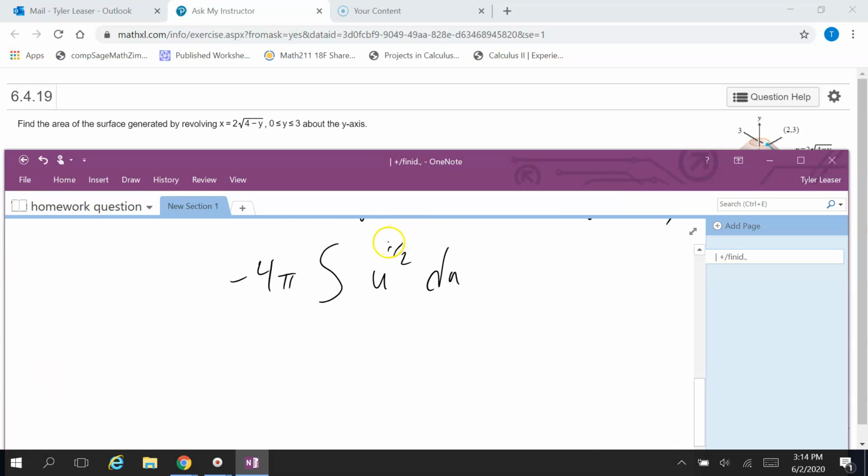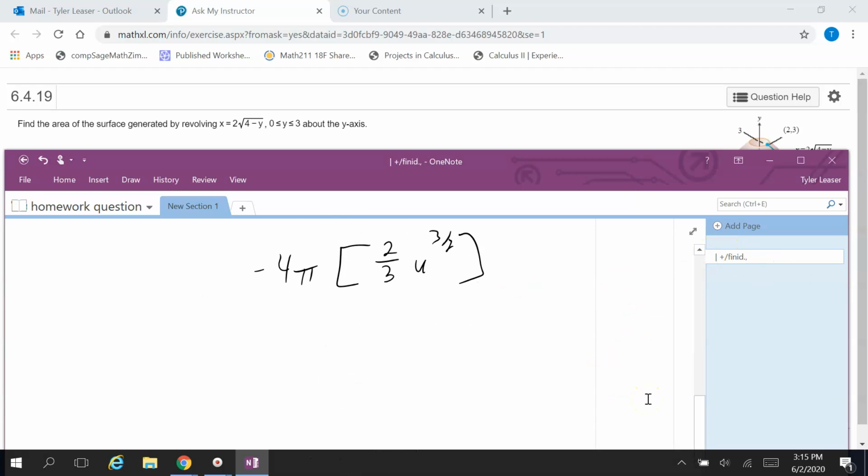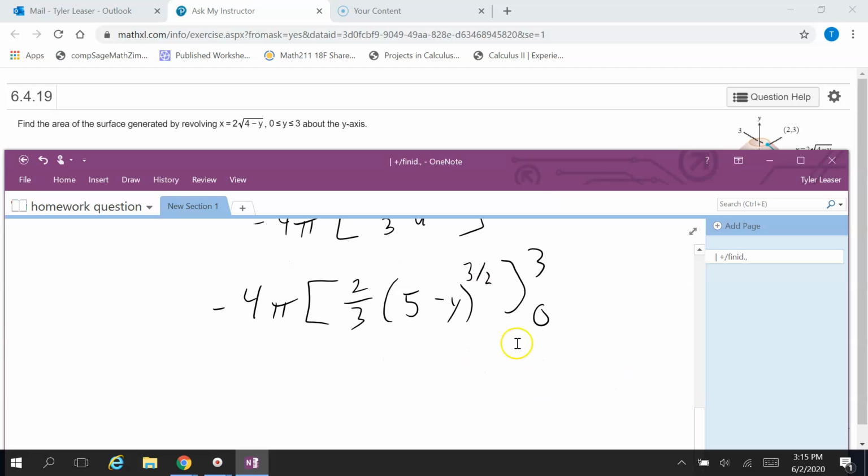The antiderivative here is that this u to the 1/2, that 1/2 is going to go up to 3/2, and then we'll divide. Dividing by 3/2 is the same thing as multiplying by 2/3. And now I can substitute back in the u. Remember, u is this 5 minus y here. Also, don't forget that we have our limits here in terms of y going from 0 to 3. So just be careful plugging the 3 and then plugging the 0 in.